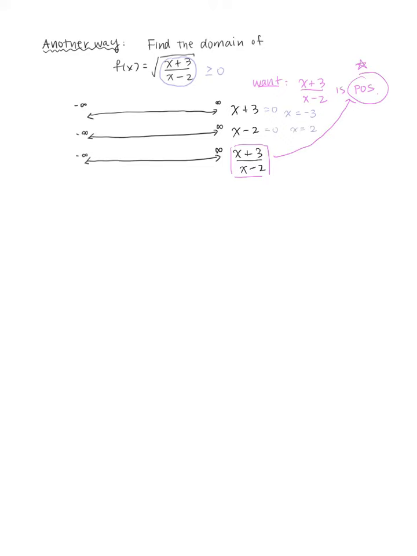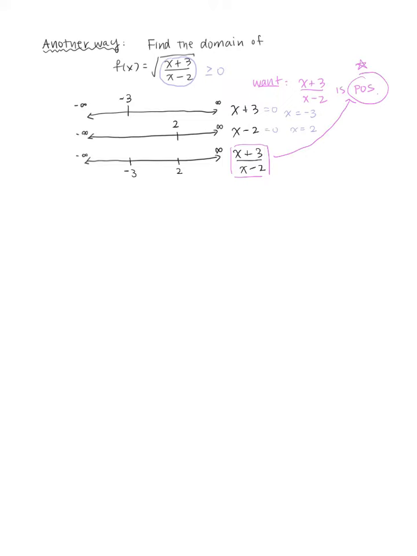Now I'm going to jot down negative 3. I'm going to pretend that this is a number line here. So this is our negative 3. 2 is bigger than negative 3, so I'm just going to write 2 up in here. And on the bottom is x plus 3 over x minus 2. So I'm just going to jot down all the key points directly below.